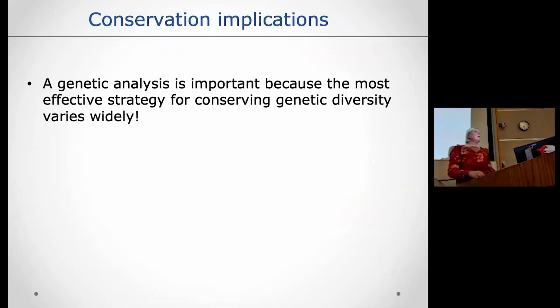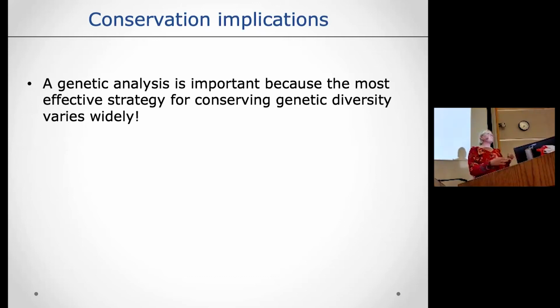Okay, so I showed you these 3 examples because we thought we were going to find very similar patterns of genetic structure in these 3 species, given a lot of the similarities among them. And what we found is that we got completely different answers in terms of how we should protect genetic variation.